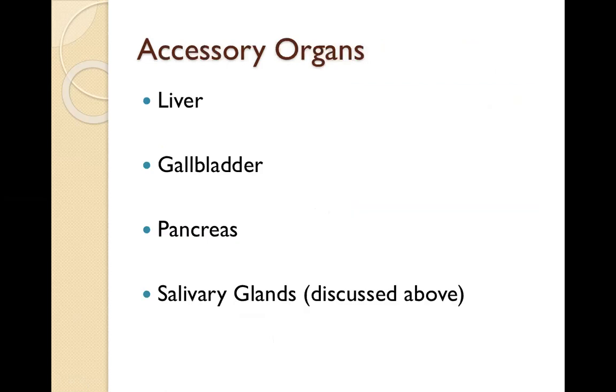But there's more to it than that. There are some accessory organs that contribute to the functions of the gastrointestinal system. These accessory organs are the liver, the gallbladder, the pancreas, and the salivary glands. We've already sort of discussed the salivary glands, or the basic functions of them. And we'll talk about the other three in brief.